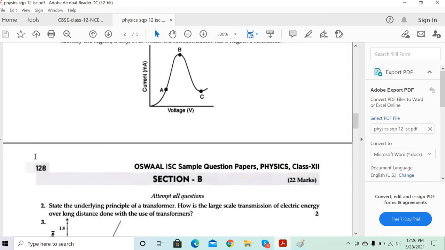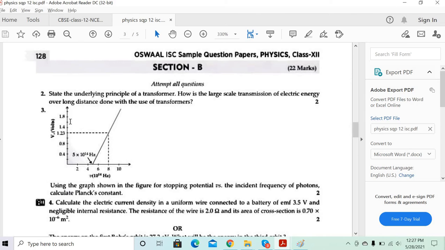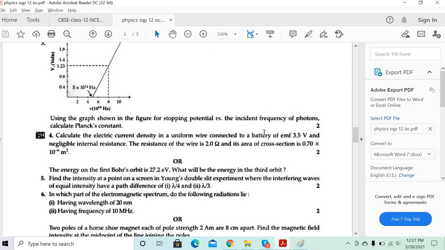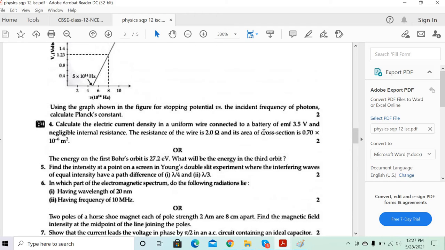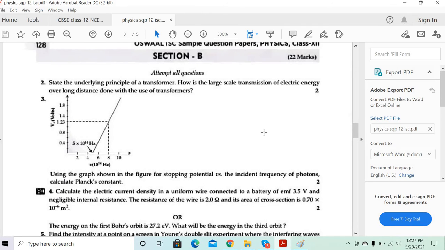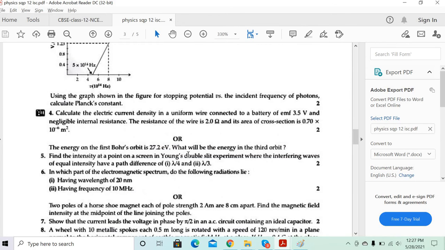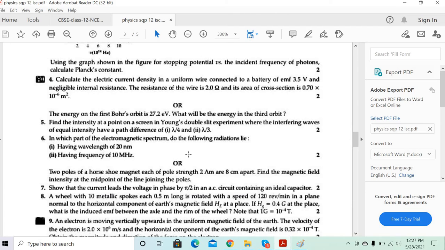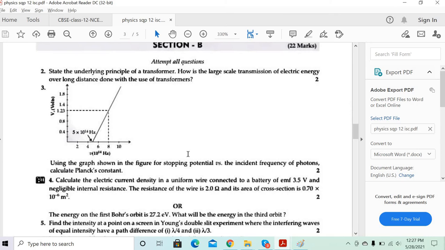So let's go to section B now. State the underlying principle of the transformer. Section 1 is pretty fine for you. So let's do the 7 questions, Pulkit. Let's give it 20 minutes for you to finish this part.